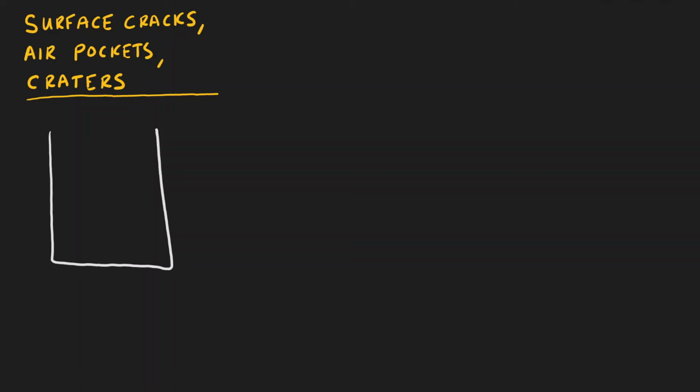In today's lesson, we're going to talk about surface cracks, air pockets, and craters. These are all symptoms of the same root cause, so let's break that down. There are two properties of wax that we really count on being there when we make a container candle.